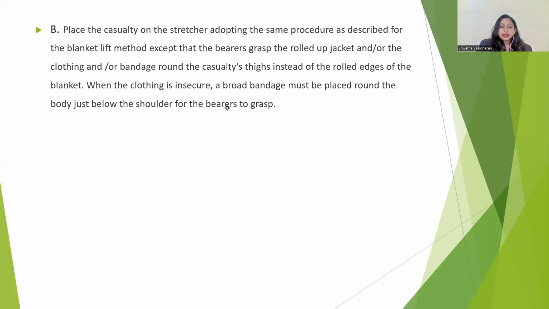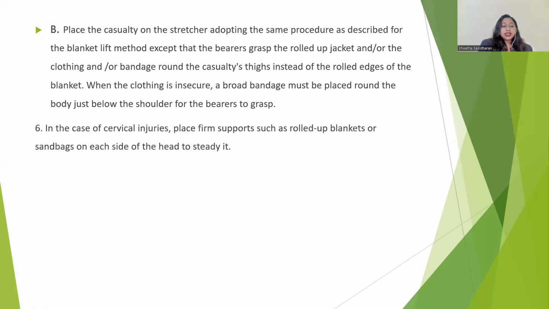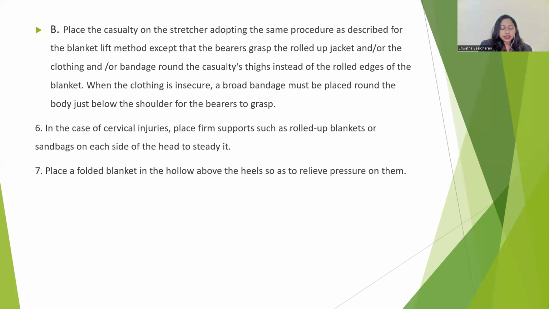When the clothing is insecure, a broad bandage must be placed around the body just below the shoulder for the bearer to grasp. In the case of cervical injury, try to put sandbags or rolls up towards the side of the head to keep it steady. Place a folded blanket in the hollow above the heels so that it prevents pressure on them.